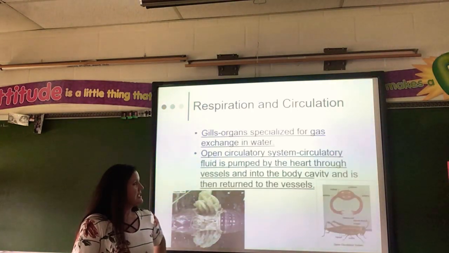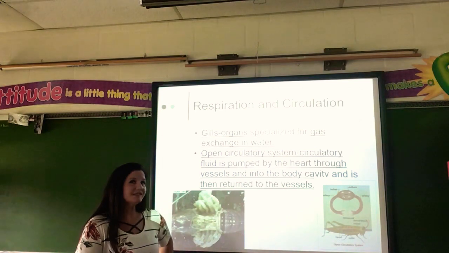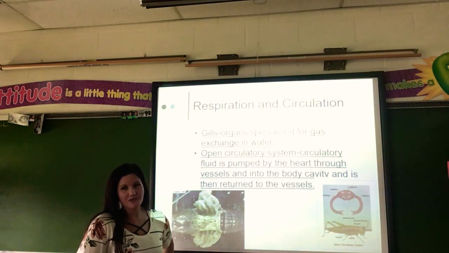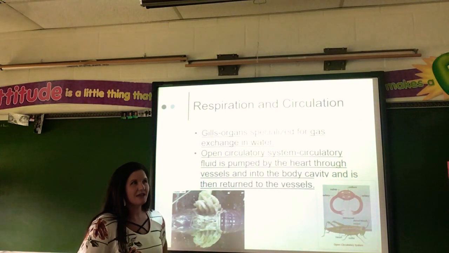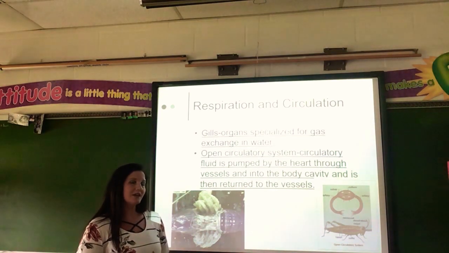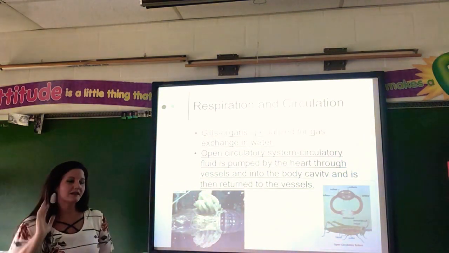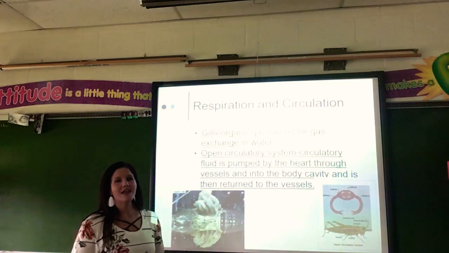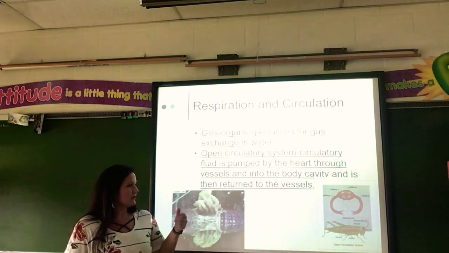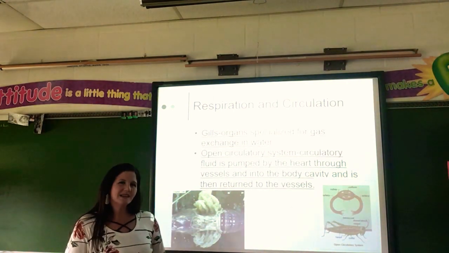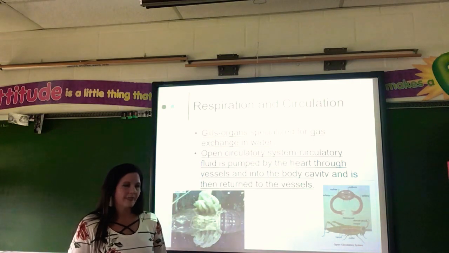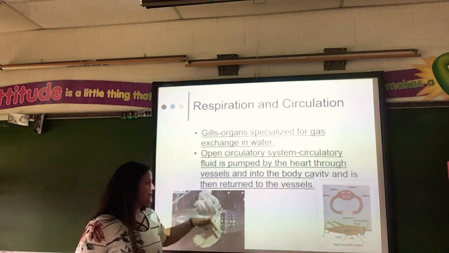Looking at respiration, sometimes they have gills. Sometimes they have lungs. In most of the invertebrates, they don't have lungs like we have lungs. They will have lung-like structures, like in a grasshopper. They have what are called spiracles, which are little holes on their bodies that they can breathe through. Another thing we see is open circulatory systems.